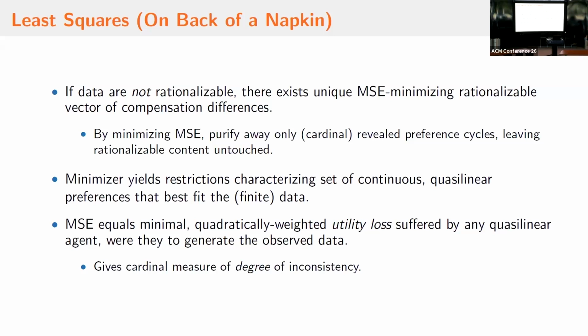And this gives us a way of evaluating not only how often we see the axioms violated, but what is the actual loss, under the null of consistency, to a subject who generates the observed data. And this gives us a cardinal measure of the degree of inconsistency.